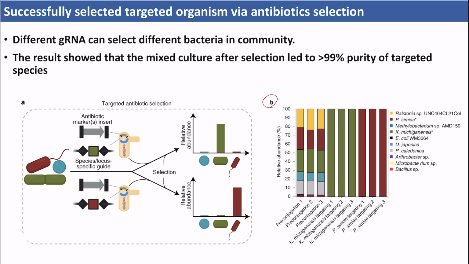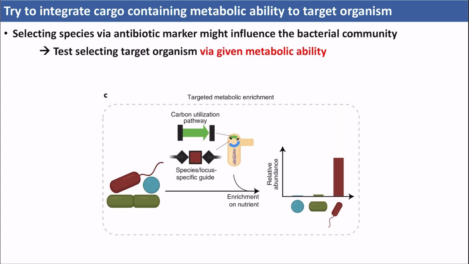And picture B is the result. Different gRNAs can select different bacteria in the community, and the results show that the mixed culture after selection leads to 99% purity of targeted species. For these three, they only have K-strain, and these three only have P-strain. So it shows that the purity is really high.